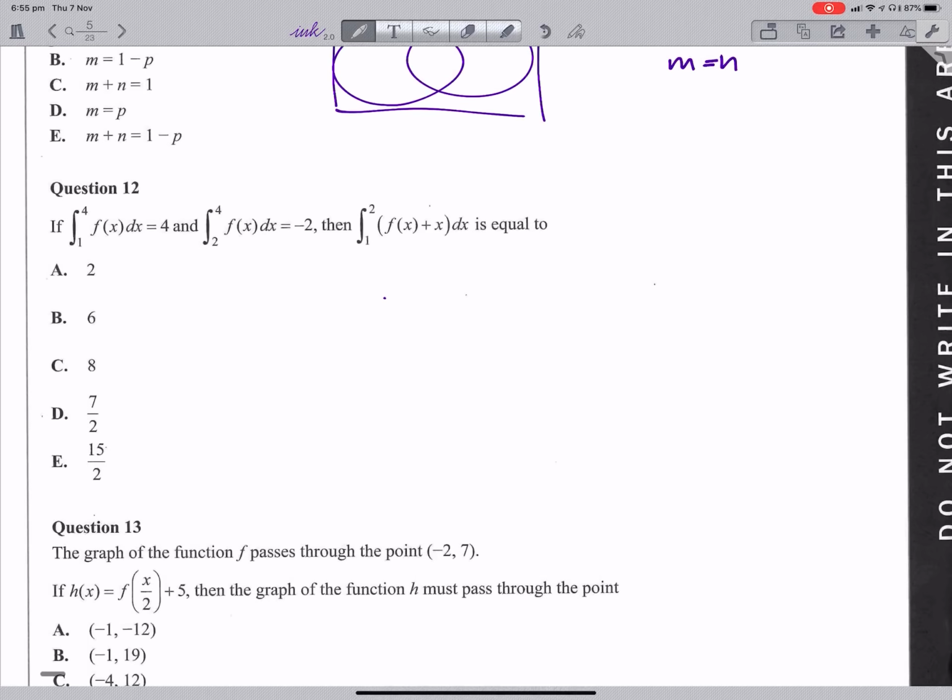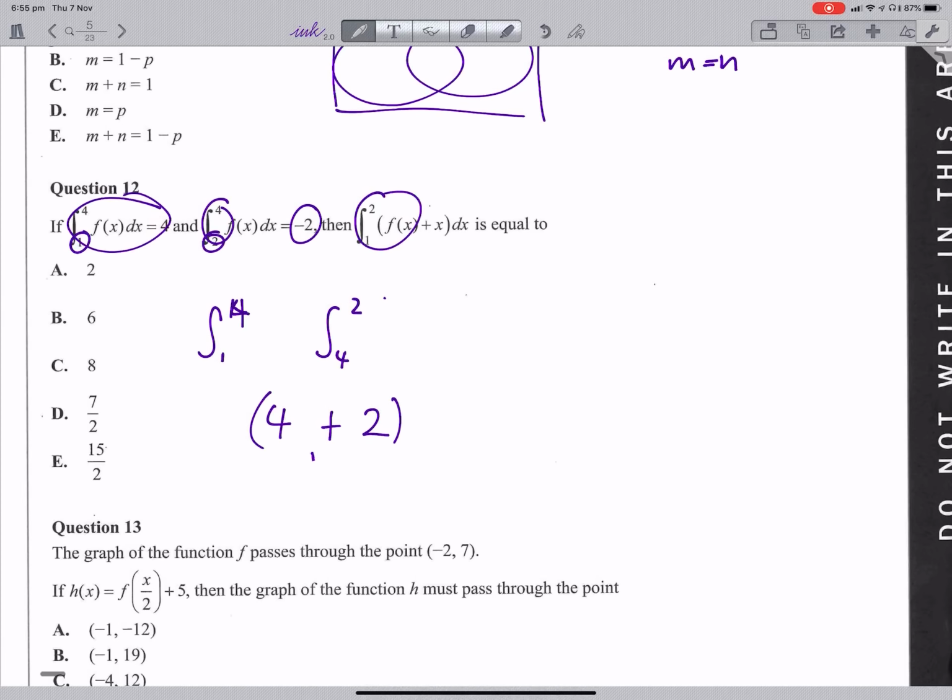Okay, here, the integral from 1 to 4, and then 2 to 4, then 1 to 2 is equal to. So we've got to get 1 to 2 first. So 1 to 2, that's the same as 1 to 4, and then 4 to 2. So I've got to flip this upside down. If we flip the terminals, that's going to become 4 plus 2. So we know that bit there is 6.